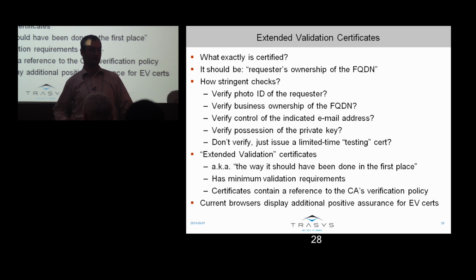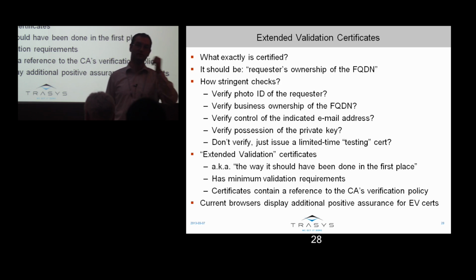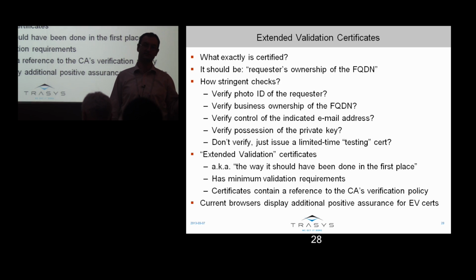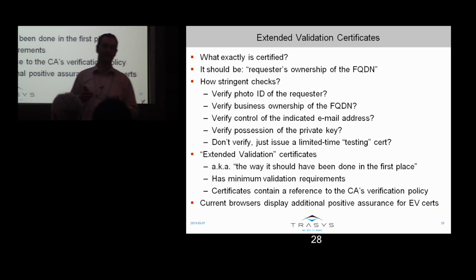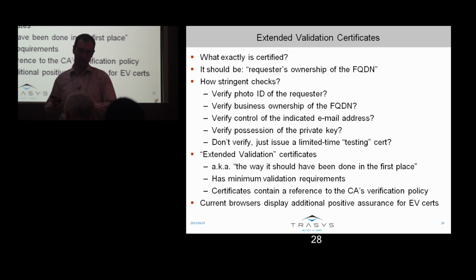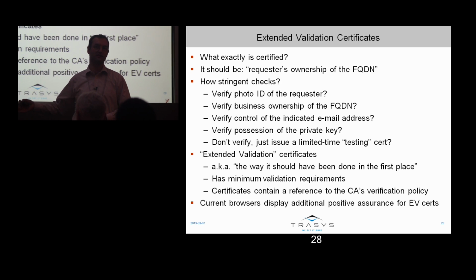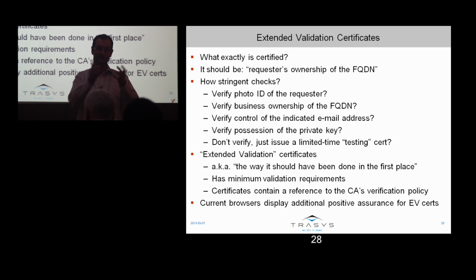And there was a scramble. Okay, what do we do? Let's standardize to a minimum level of checking that is going to be done, and to make it so high that it's good for high assurance applications. And they called them extended validation certificates. What did they implement? Well, what in my opinion should have been implemented from the beginning, namely strong assurance that the identity and the public key belong together.